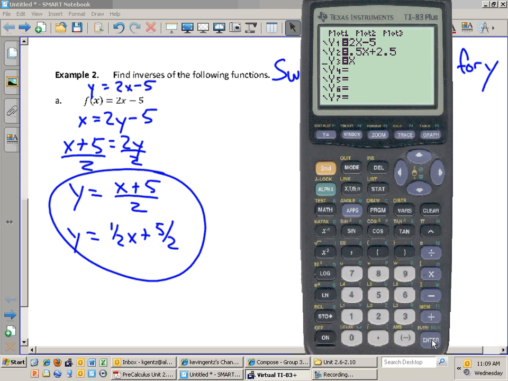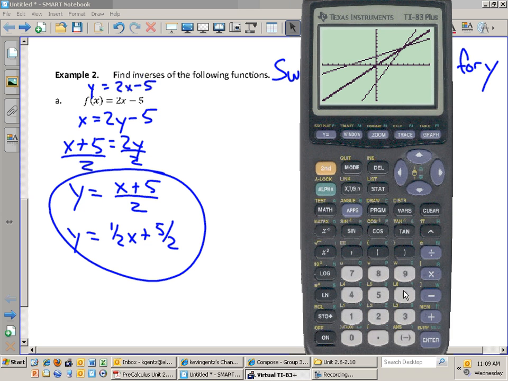And remember, when I go to graph, I graph by just pressing zoom 6 or zoom standard. That way we all see the same viewing window. So here I go, zoom 6 for a standard viewing window. That's my first line. That's my second line. And there's my line y equals x. So can you tell if I take this bottom function and I were to flip it over this line y equals x, I would get that, wouldn't I?